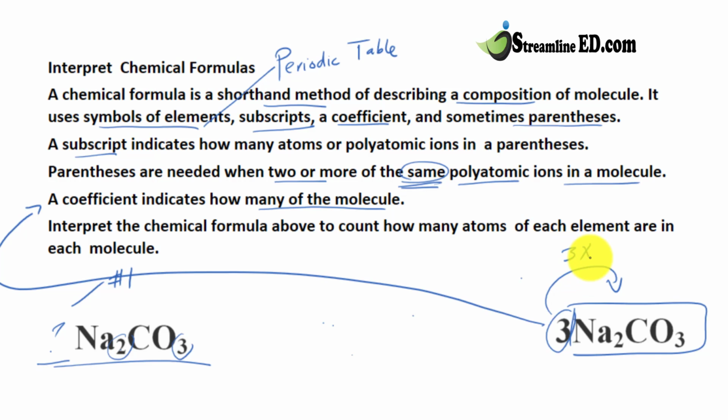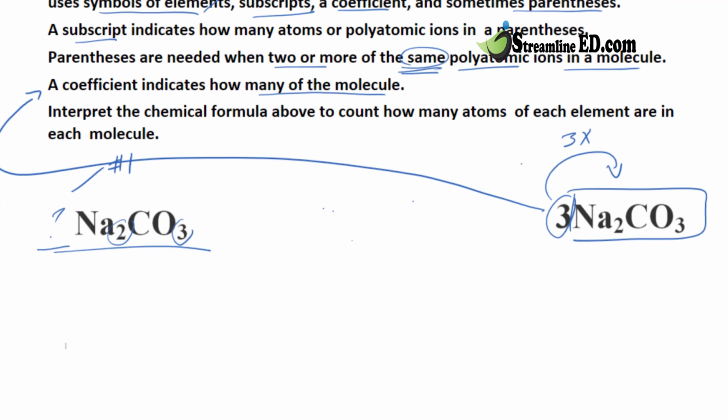Now let's look at this problem and figure out what this chemical formula is talking about. Well, the task is to interpret the chemical formula and count how many atoms of each element are in the molecule. So let's look at our example. Here we have Na. That subscript right there tells you that there are 2 Na. What about carbon? Well, carbon doesn't have anything there, so we know it must be 1. For oxygen, see that right there? That oxygen is described by the number 3, which gives you 3 oxygen. Isn't that easy?